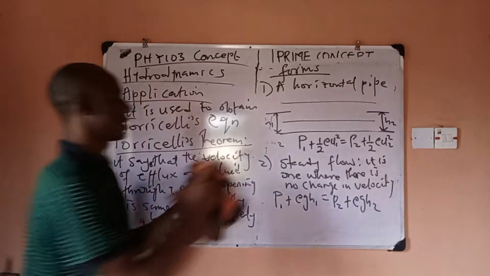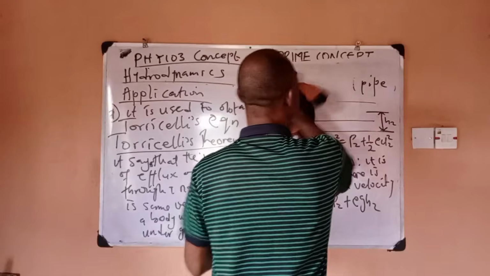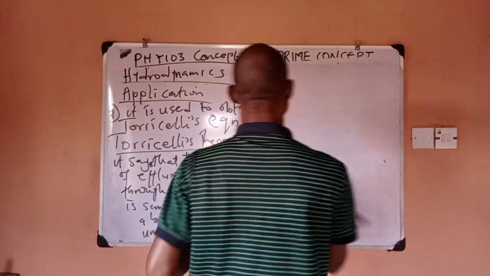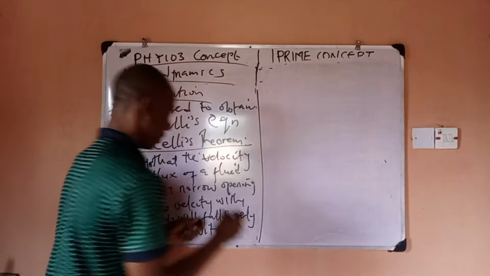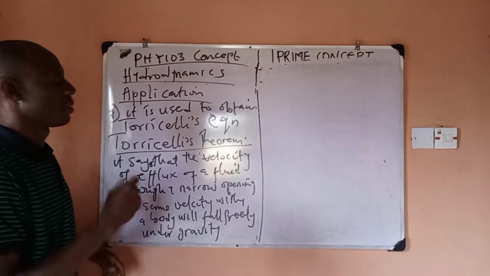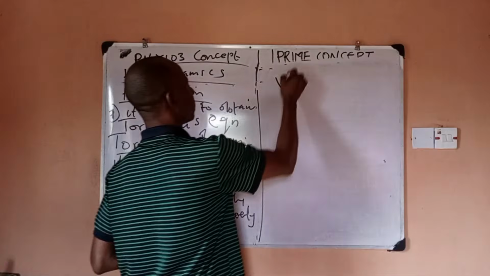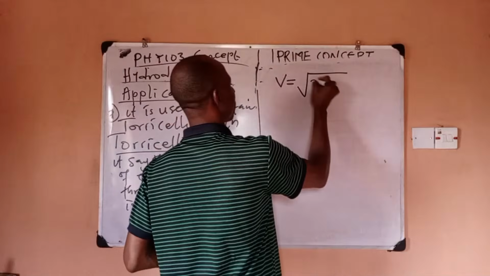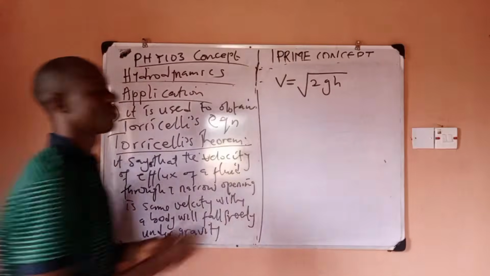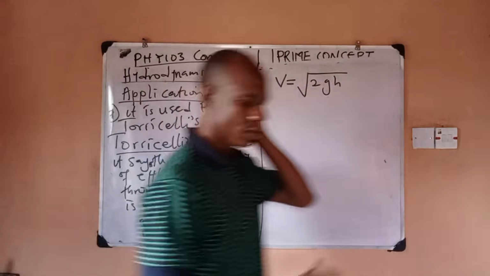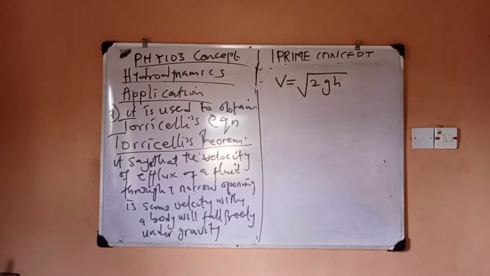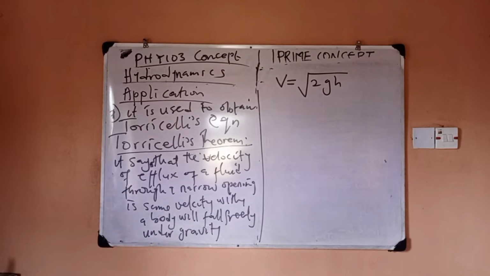And what is the mathematical form of Torricelli's equation? The mathematical form of Torricelli's equation is V equals square root of 2gh. That's Torricelli's equation. Are you still following me? If you're following me, say move on quickly.